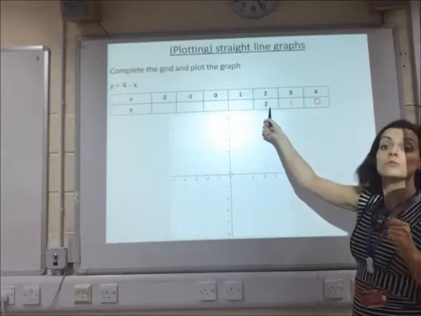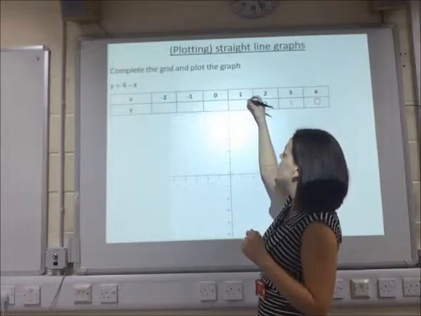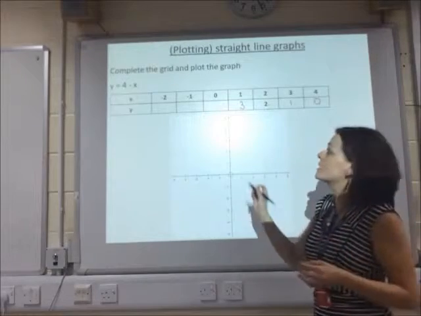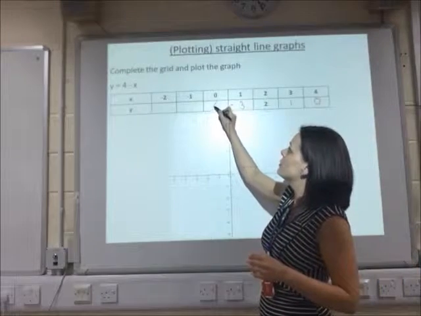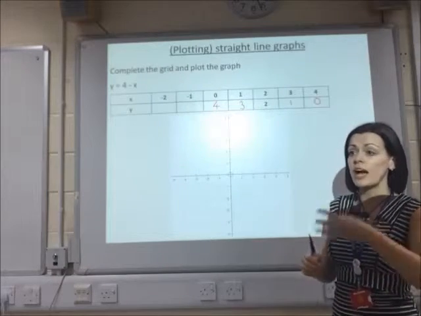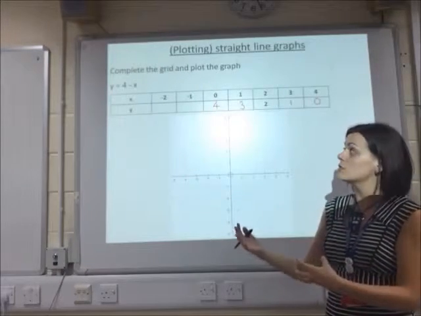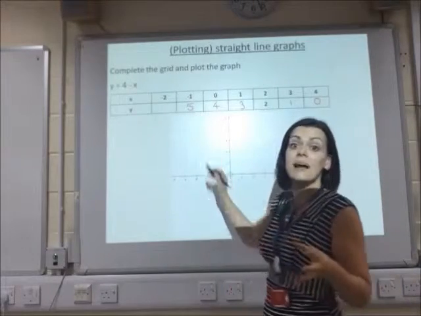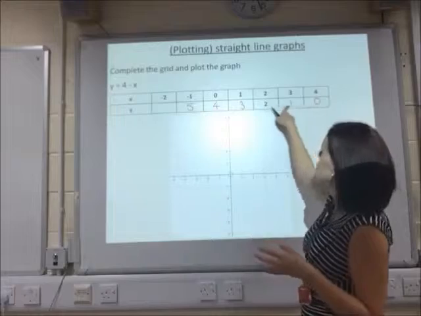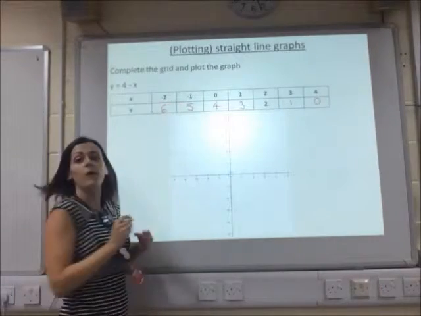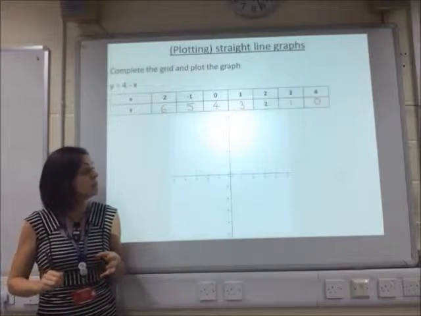4 take away 2 is done for us. 4 take away 1 is 3. 4 take away 0 is 4. Now 4 take away minus 1, when we subtract a negative, we add it on. So that means 4 plus 1, which is 5. But again, you might have just spotted the pattern. Notice that it's going up by 1 and be able to finish that off that way if you prefer.